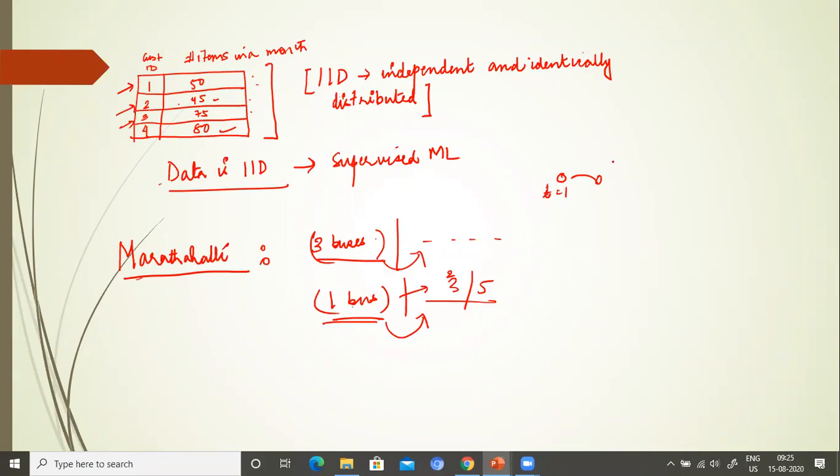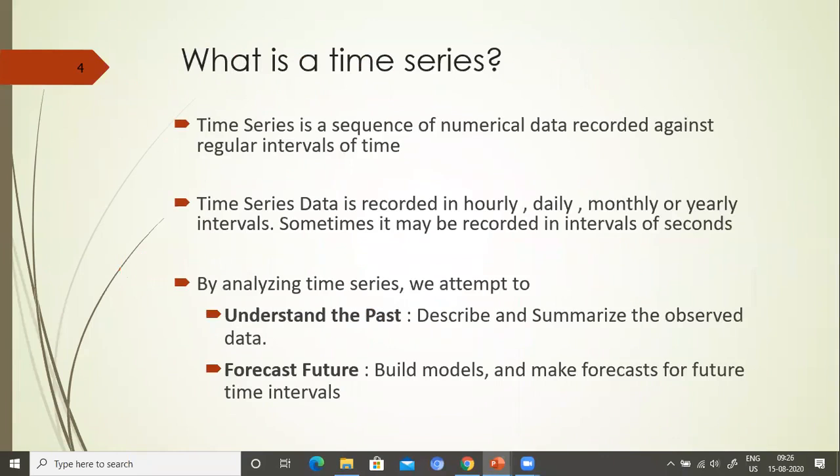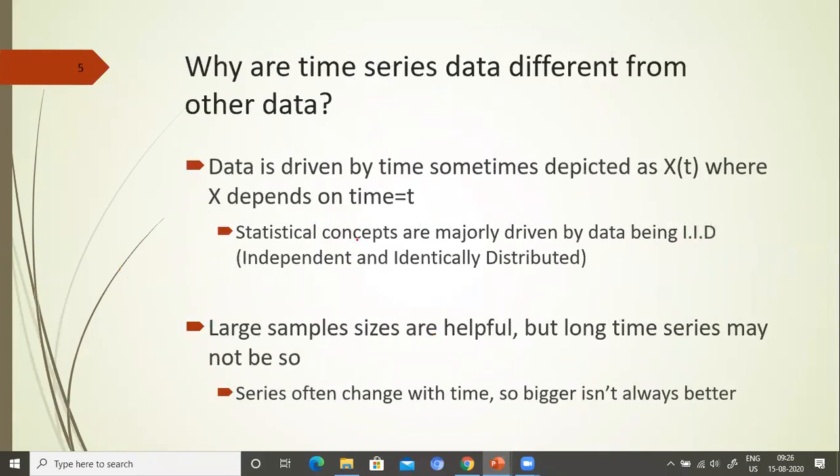So at t equal to 1, whatever you observe, t equal to 2 will be, so here's the deal, right? Let me just quickly write this here. T equal to 2 is driven by what happens at t equal to 1. That is not the case in case of supervised learning model, because we assume that every row is independent. So whatever the second row is capturing as data, if I slice out the second row and I just take the data, it is independent of what is happening in the first row. So the performance of the second customer is not dependent on the first customer, but the performance at time t equal to 2 is somewhat dependent on what you observe in t equal to 1. That is the fundamental difference between machine learning supervised models and time series.